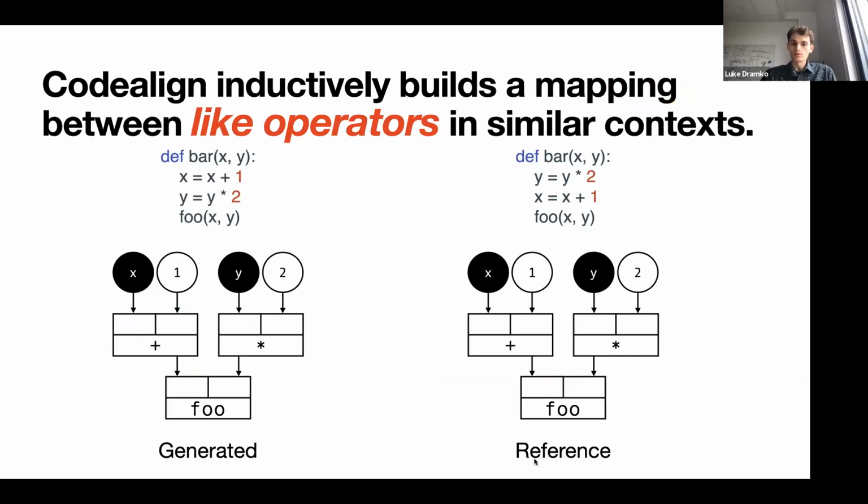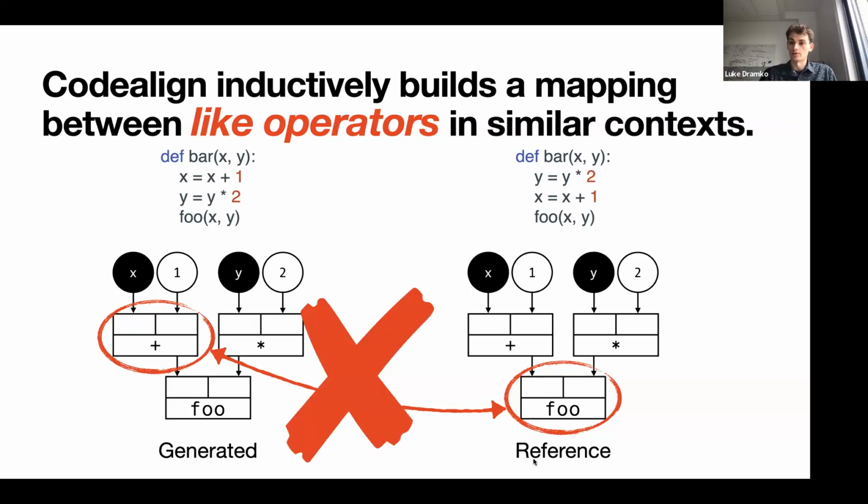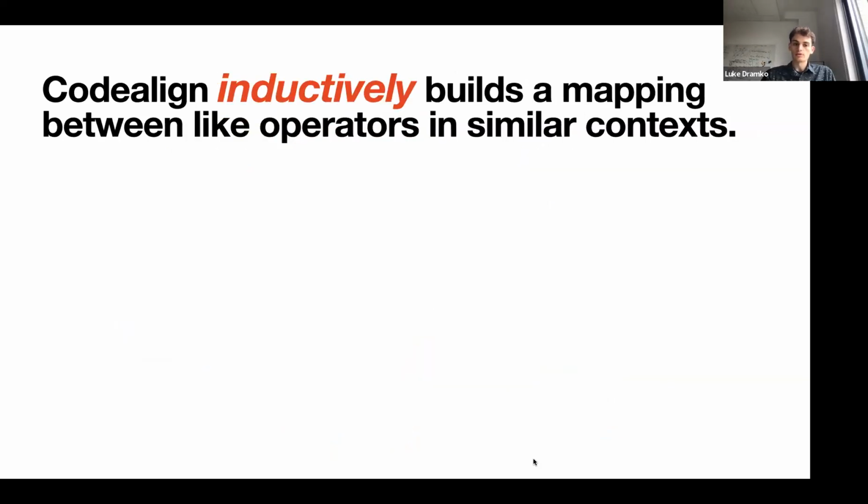And in particular, we only map together like operators, so operators that do the same computation. So here we have this plus operator and this foo operator. These two things in general do different things. I suppose foo could be a wrapper for plus, but we don't necessarily know that. In general, plus and foo will do different things. So this mapping is illegal. We would never do this. And then finally, we do this inductively.